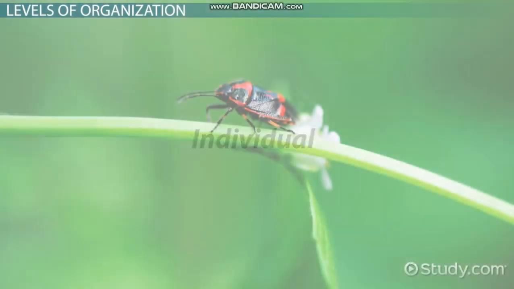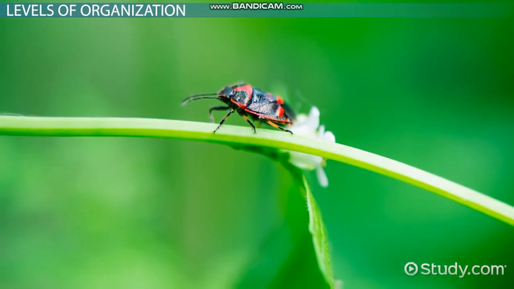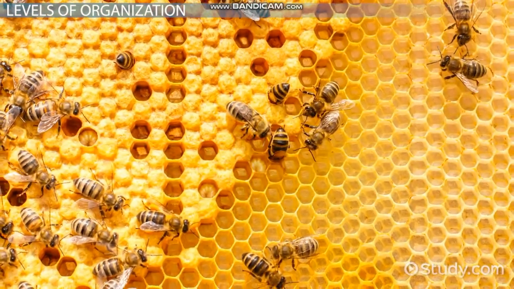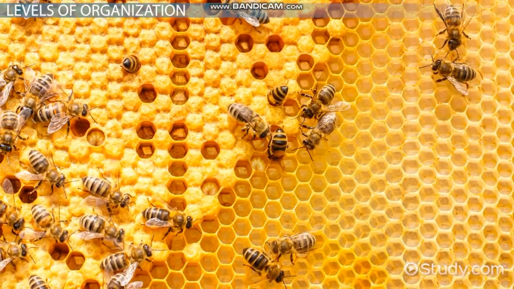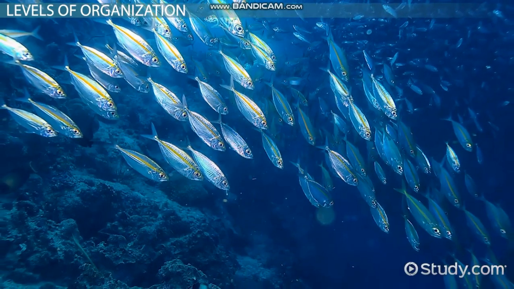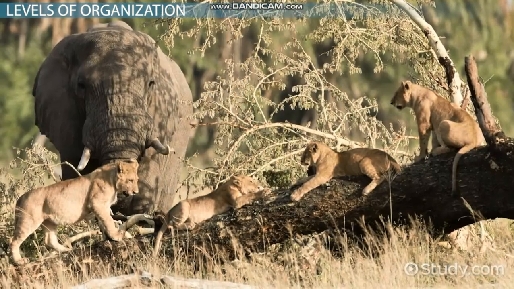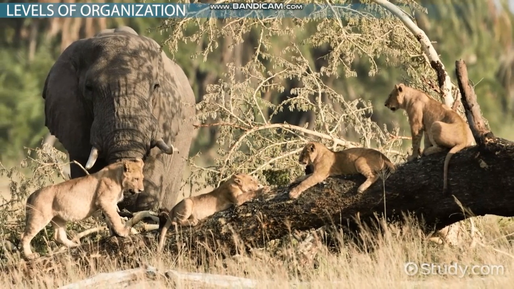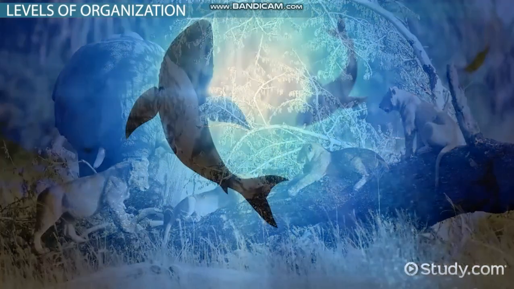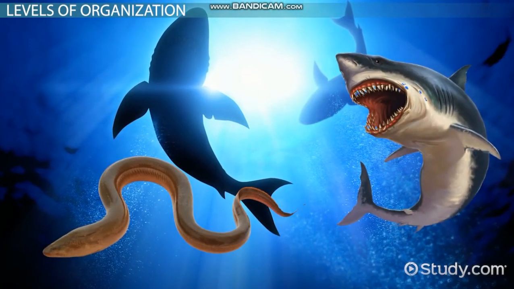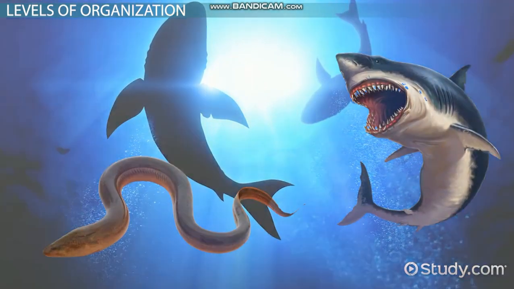Individual refers to a single living organism, such as a plant or animal. Population refers to a group of individuals from the same species, living in the same area, interacting with each other. There's a fish population when many fish live in the same area. Community refers to many different populations of species living in the same area, interacting with each other. There is a community when populations of fish, eels, and sharks are all living in the same area and interacting.